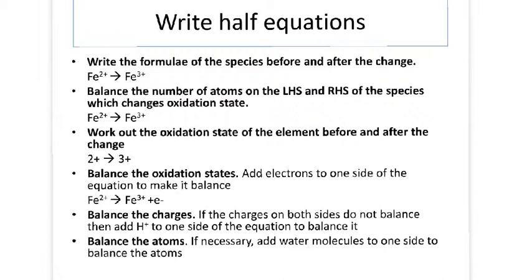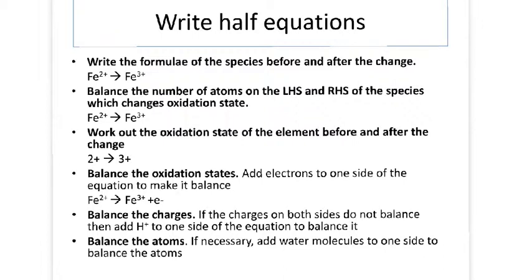Now in this simple case we have now finished writing our half equation. For more complicated examples you might have to do some further steps. I'll just briefly describe what those two steps are, and then I'll give you a more complicated example on the next slide. If you look at the charges, on the left hand side you've got a charge of 2+, and on the right hand side you've got a charge of 2+, because you've got 3+ minus 1, which has come from the electron. So the charges are balanced, so we don't need to do this.